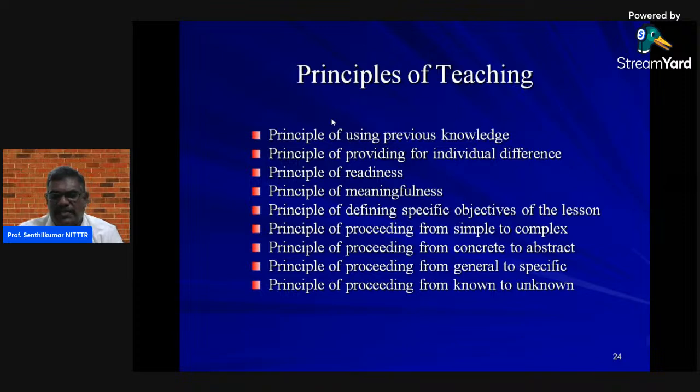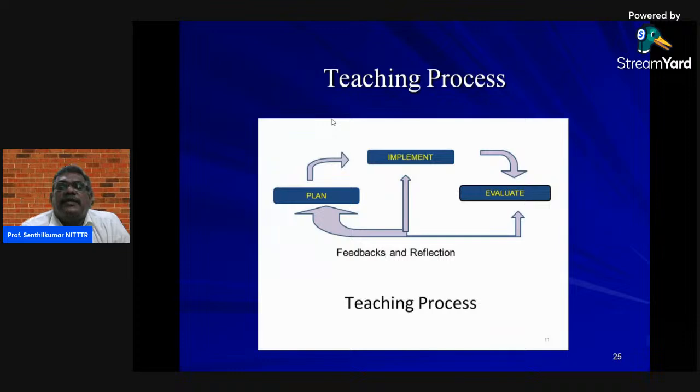Principle of proceeding from known to unknown. Suppose the students already know certain concepts at the plus 2 level. They have entered the engineering level, so they already know certain basic concepts. We have to correlate the basic concepts and teach the students for the development of particular machinery and other things. Known to unknown.